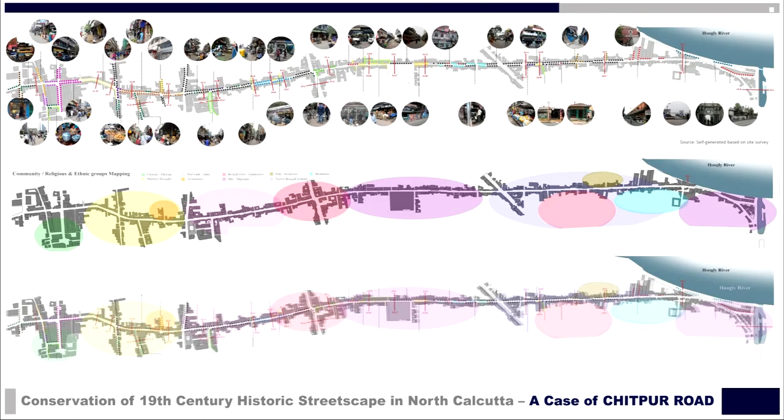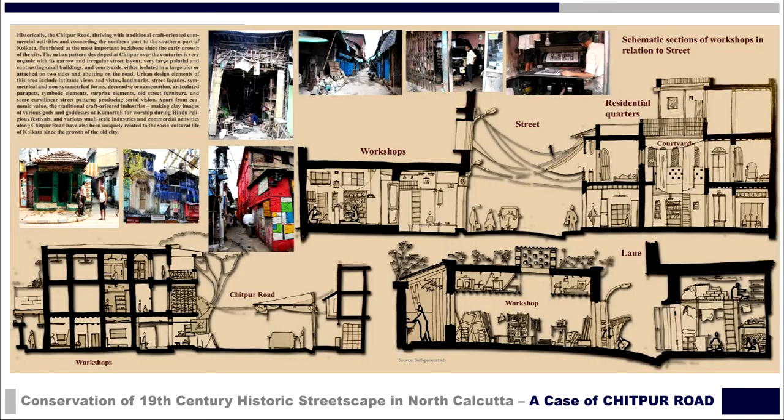Overlaying the activity and community mapping to get the idea of activities the communities are involved in. For example, the Pal community of Kumortuli involved in making idols. Schematic section of workshops in relation to the street, also showing the living and working conditions.